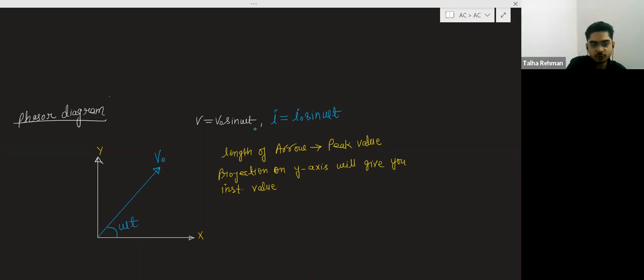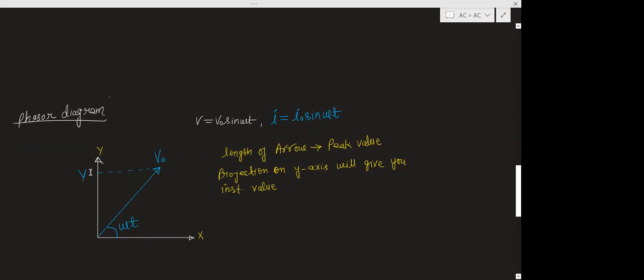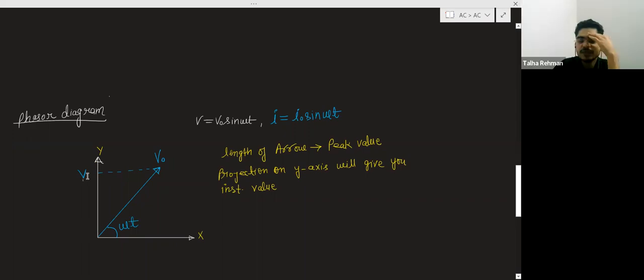And if you will take the projection of this V naught on this axis, on y axis, you will get the voltage V. What is V? The voltage at any instant of time. So V will be the instantaneous value of the voltage.